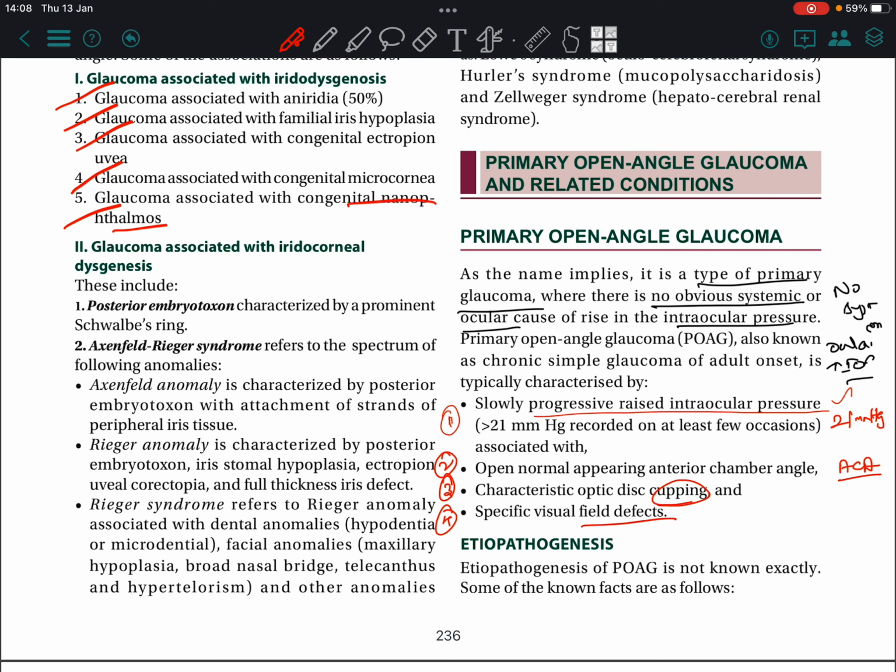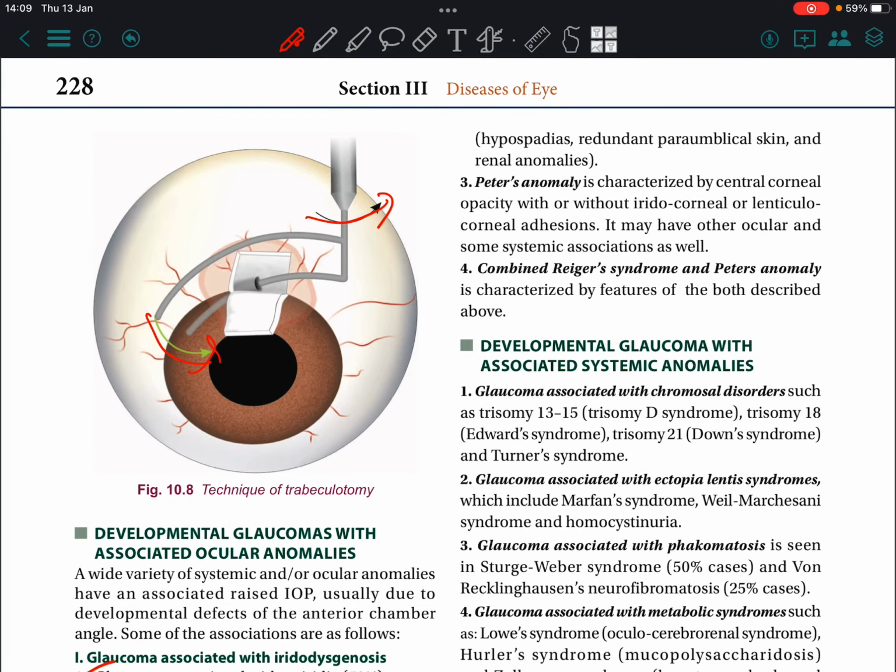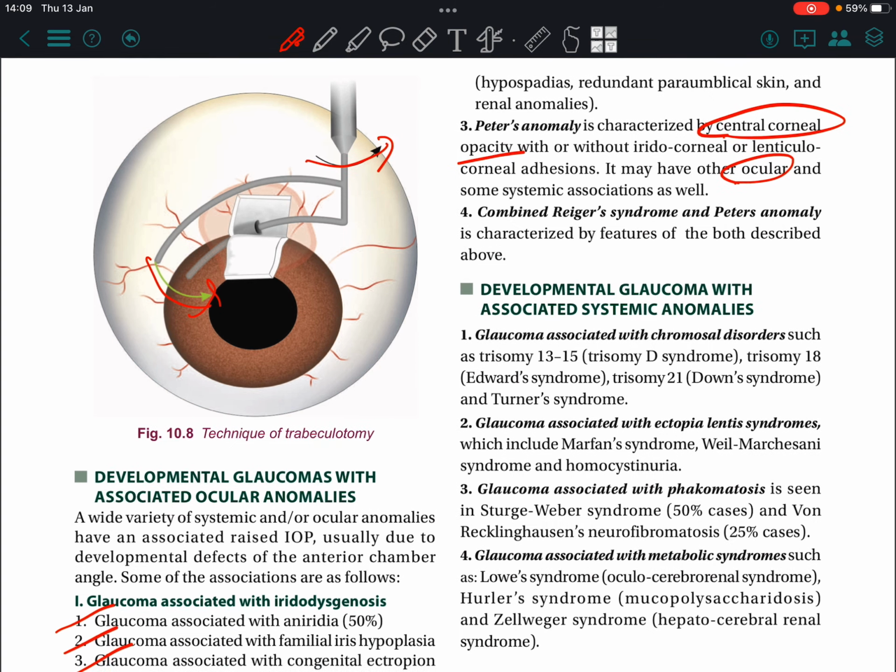Glaucoma with iridocorneal dysgenesis, posterior embryotoxon, Axenfeld-Rieger syndrome, Axenfeld anomaly, Rieger anomaly, Rieger syndrome. Peters anomaly is characterized by central corneal opacity. It may have some systemic associations as well.